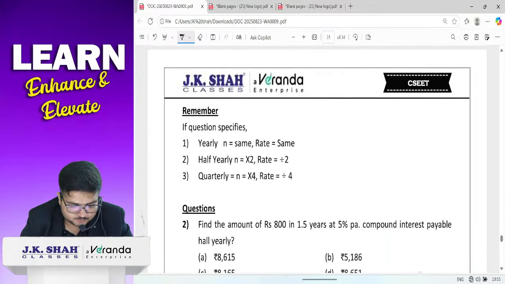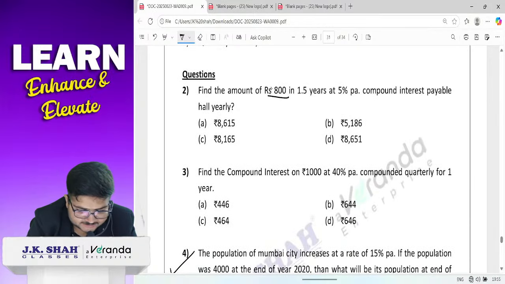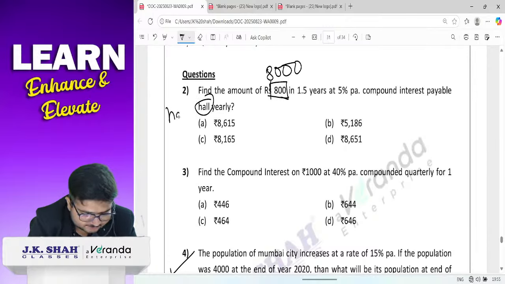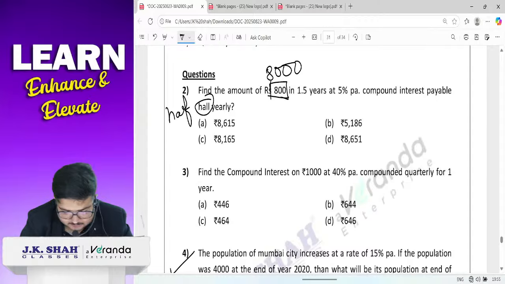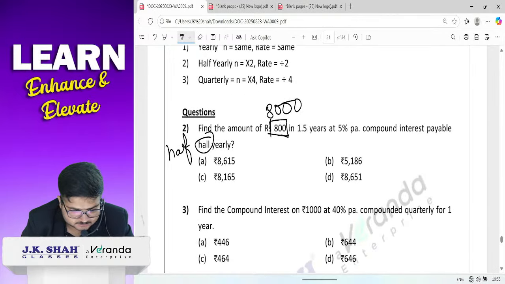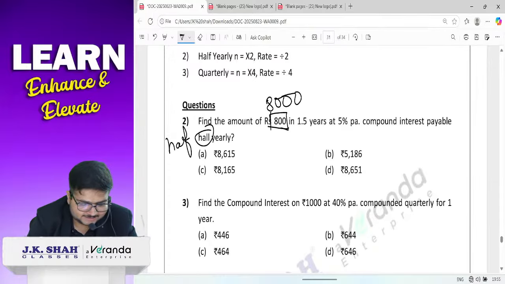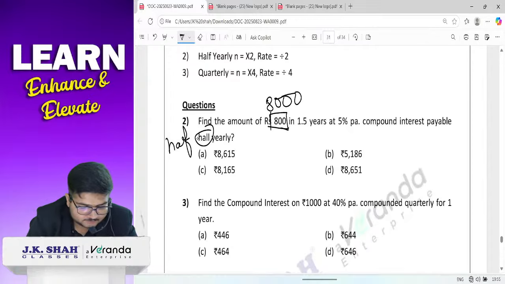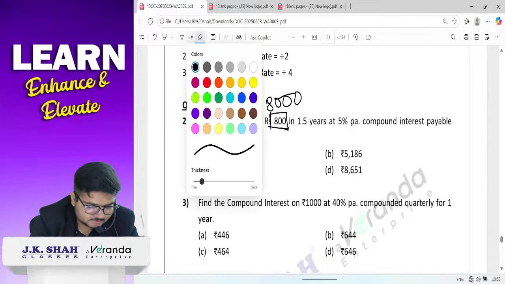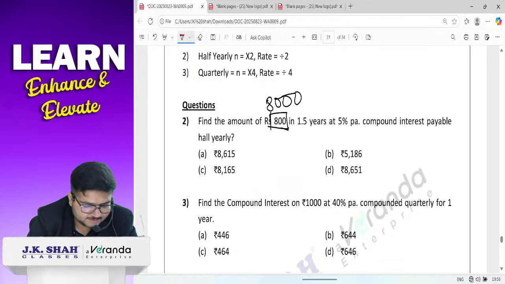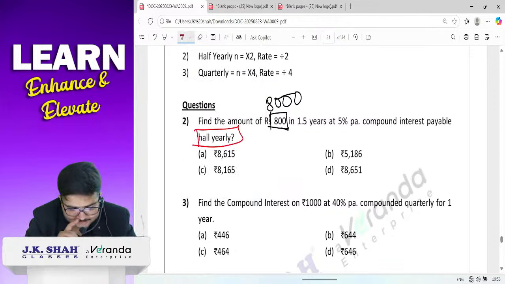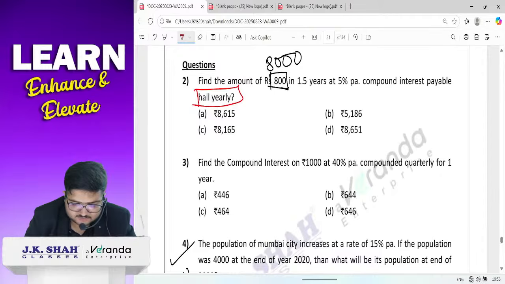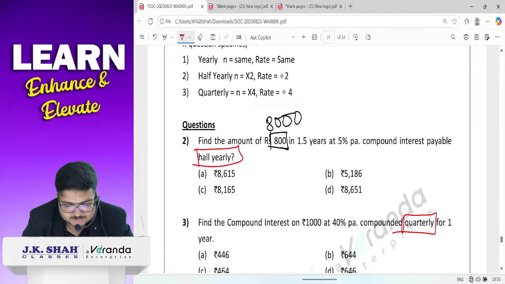Let us do question number 2 and 3. Now for question number 2, please make the principal 8,000, and this is not whole, this is half yearly. Now let us do the sum. This second and third question are a little different from the previous sums because of the word half yearly in the question. So because of the word half yearly, the sum is different. And in the third question, the word quarterly is there, and because of that, the sum is very different.